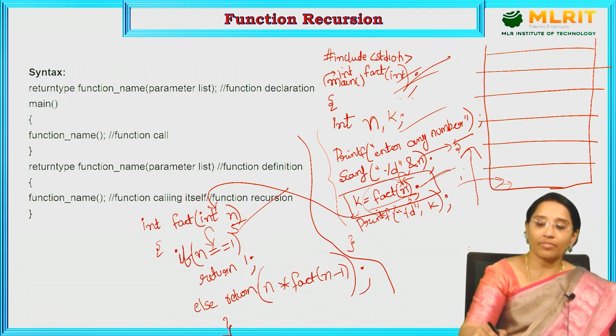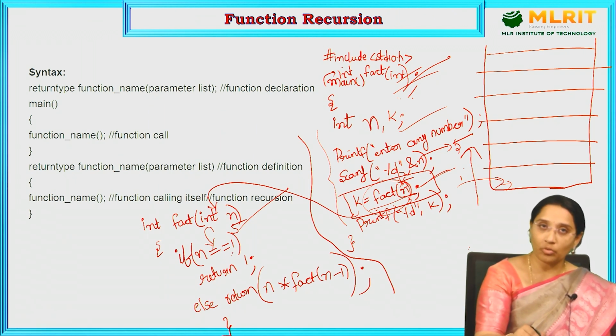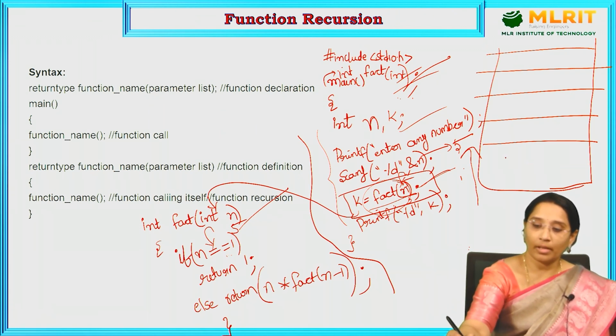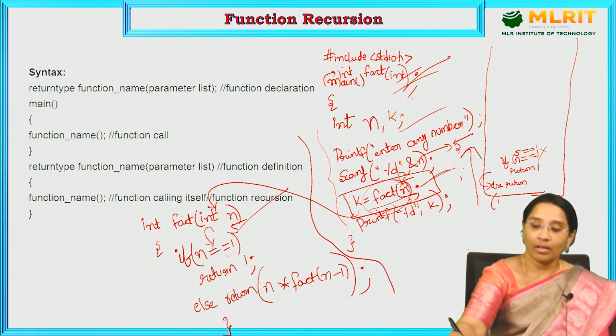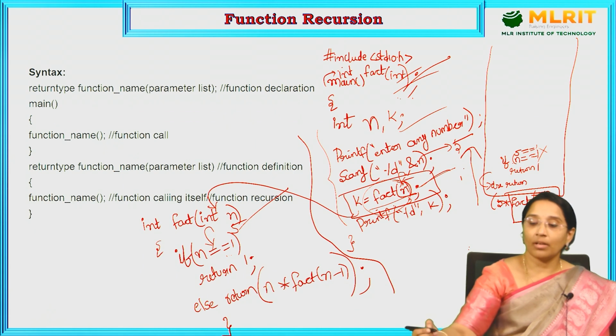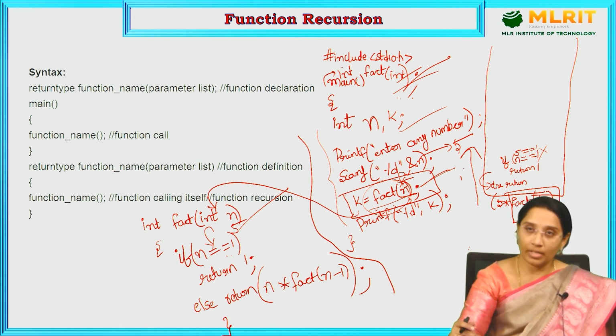Next, whenever the function call is initiated, the control will jump to the function definition. So now, if n equal to 1, return 1. We will see what is the value of n? 5. 5 equal to 1? Condition false. 5 is not equal to 1. Control will jump to the else block. What are the statements written in else? Else return 5 into fact of n minus 1, 5 minus 1, 4. Fact of 4.